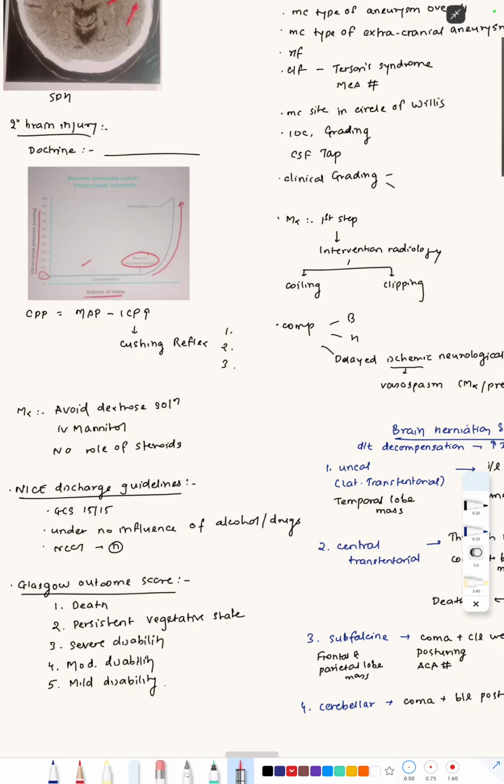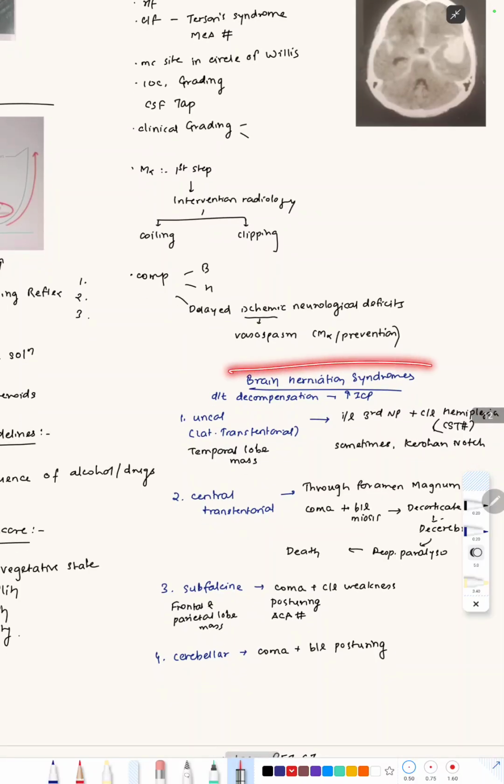Then NICE discharge guidelines are when the GCS is 15/15, when the patient is under no influence of alcohol and drugs, NCCT is normal, and you have to discharge them with an adult. The Glasgow Outcome Score does the grading. Grade 1 is death. Grade 2 is persistent vegetative state or coma. Grade 3 is severe disability. Grade 4 is moderate disability. Grade 5 is mild disability. Then next we'll talk about the brain herniation syndromes. The brain herniation syndromes are due to decompensation. After a certain decompensation point, the ICP is just going to keep on increasing.